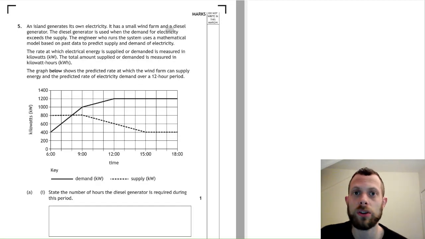5, we have to interpret a graph. And this comes under the topic of mathematical modelling. And so far we haven't had a question like this in the exams. So it would be interesting to see if some of these ideas come up.